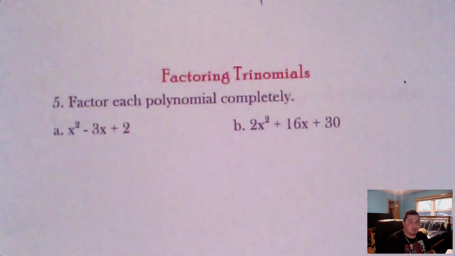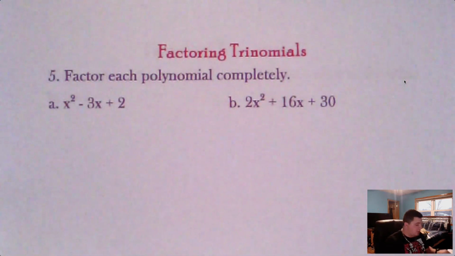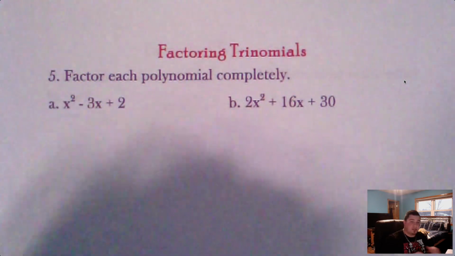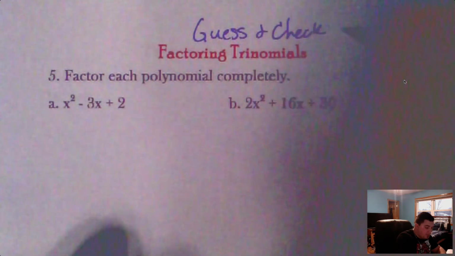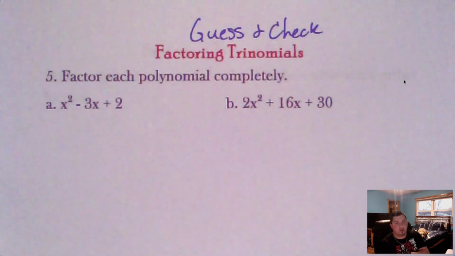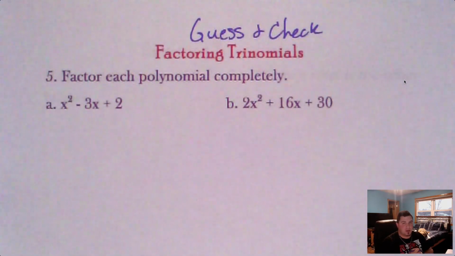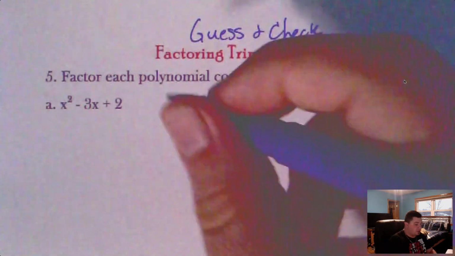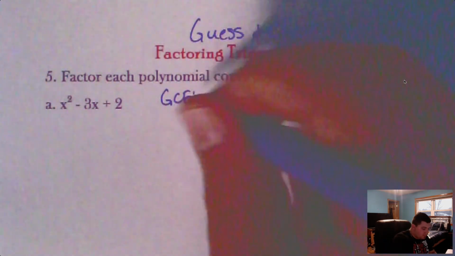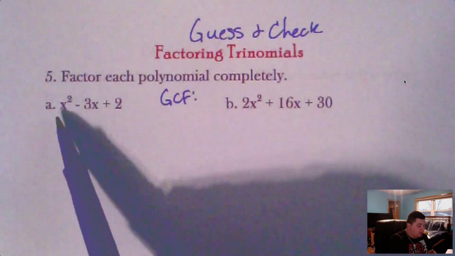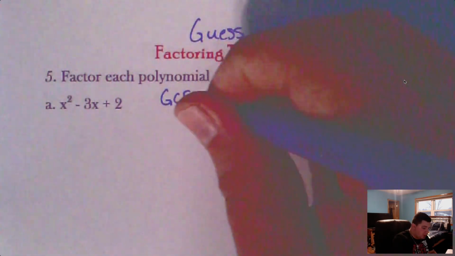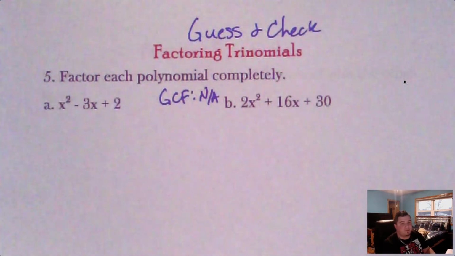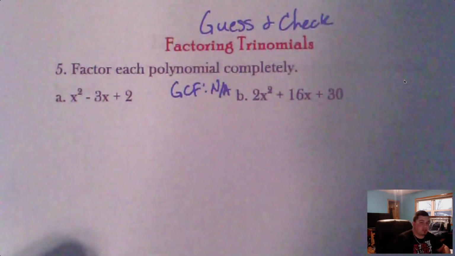Now, here comes guess and check. As we do guess and check, again, it can be a combination of GCF and guess and check. So as the name implies, we're going to guess, and then we're going to check our answers, making sure we go backwards. Okay? Always ask yourself, is there a GCF first? In the first one, this doesn't have a number, which means there cannot be a number involved. They all don't have an x, so there is no GCF. So we go into the guess and check part.